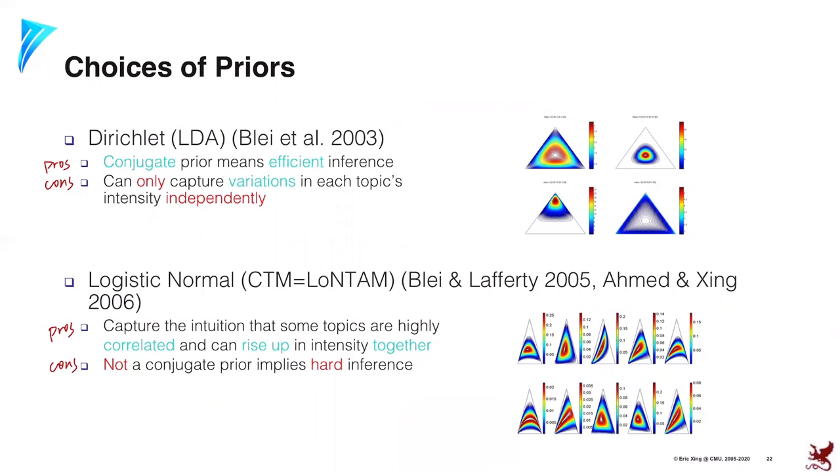Another would be the logistic normal. The good thing about the logistic normal is that it can capture the intuition that some topics are highly correlated and can rise up in intensity together. But it is not a conjugate prior, which implies a hard inference. So in the following, we just consider this Dirichlet prior. And if you're interested in this logistic normal prior, then you can probably check these two related papers.